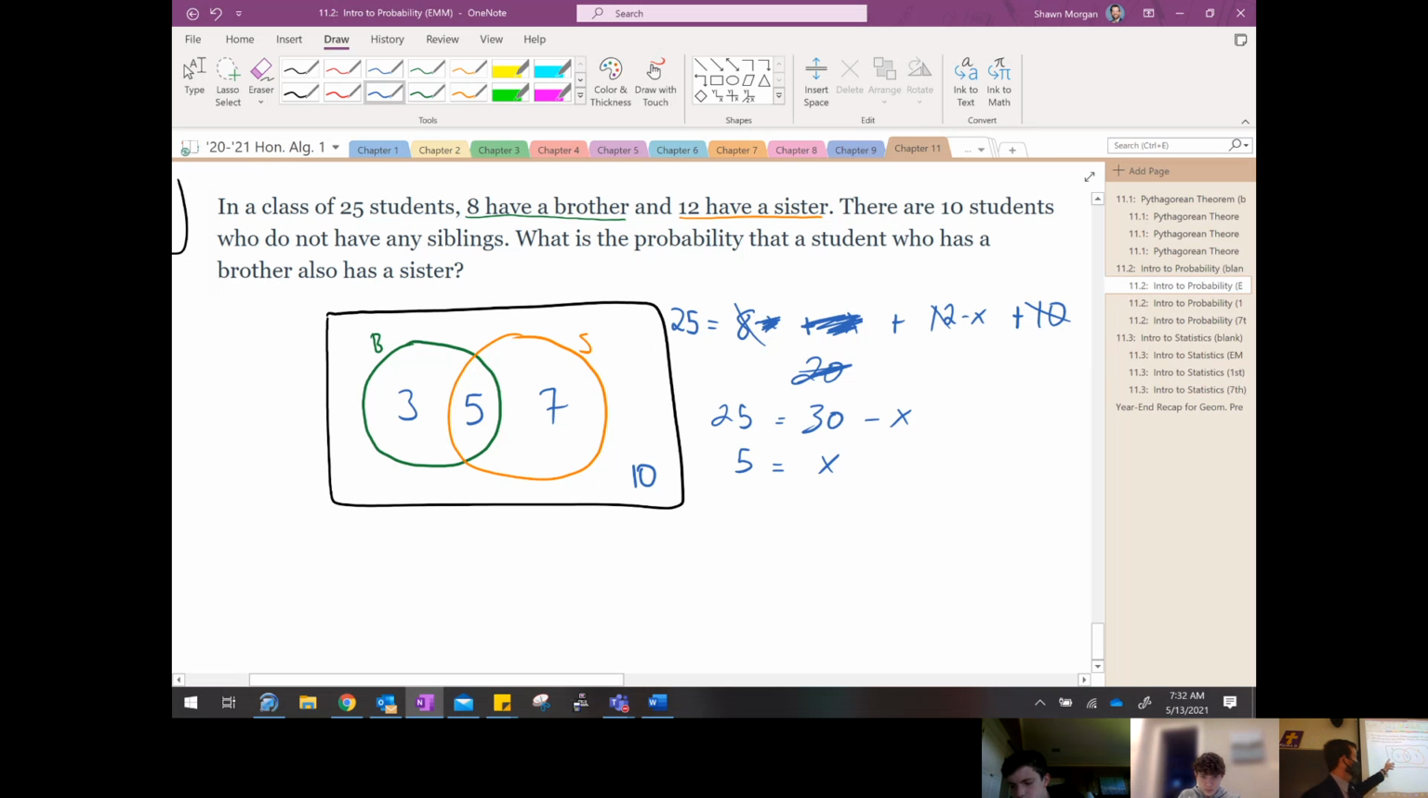There's 3 kids that have a brother and not a sister. There's 5 that have a brother and a sister. There's 7 that have a sister and not a brother. And there's 10 only children. Okay?